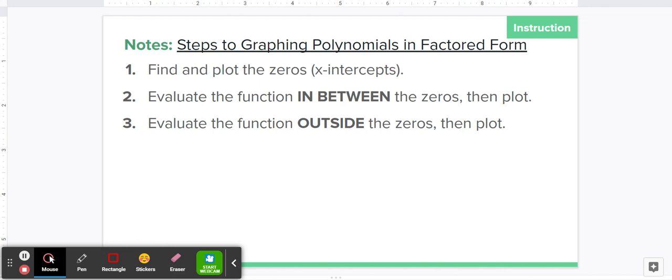And it's important to note in step 2, as you'll see in the next example, that we might have multiple points in between our zeros. If we have 4 zeros, we're going to have 3 different points in between them that we need to plot.